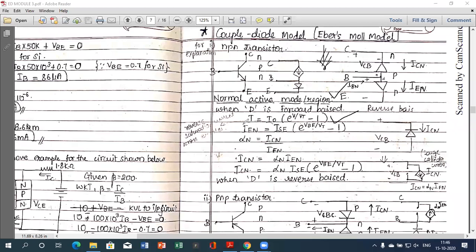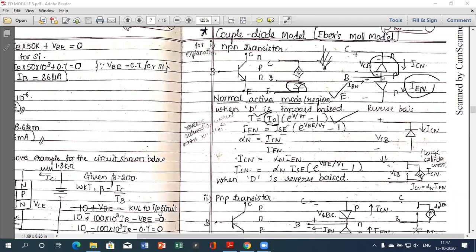So here the current I is nothing but the current which flows across this diode. The current that flows across this diode is IEN. That's why I is replaced by IEN, and I naught is replaced by a reverse saturation current. We call it ISC because this diode is reverse biased, so the reverse saturation current flows here. That current is represented by ISC, the reverse saturation current across this reverse biased diode.